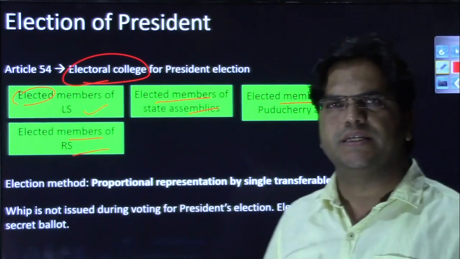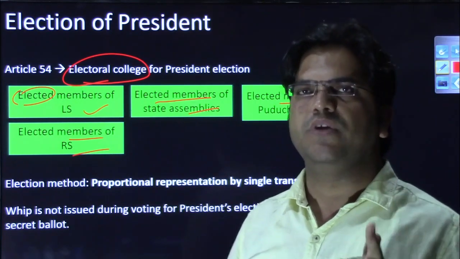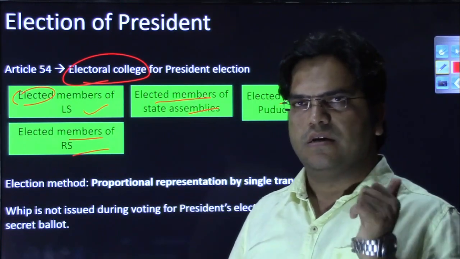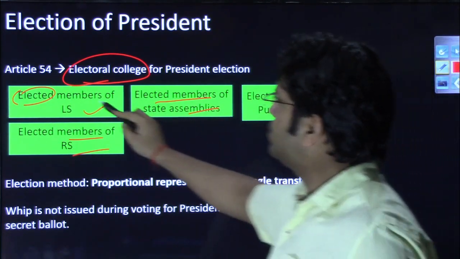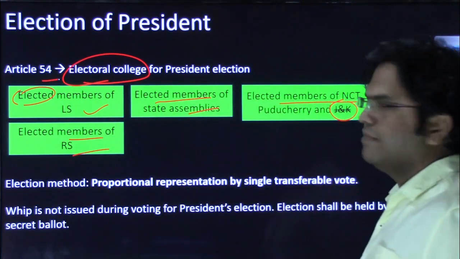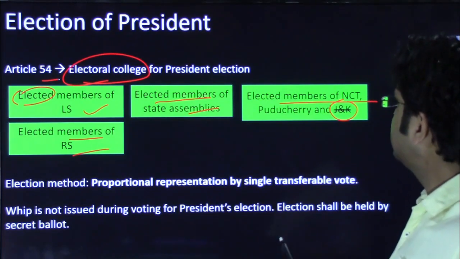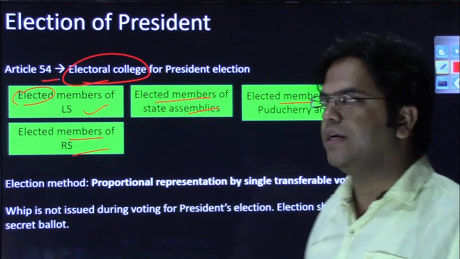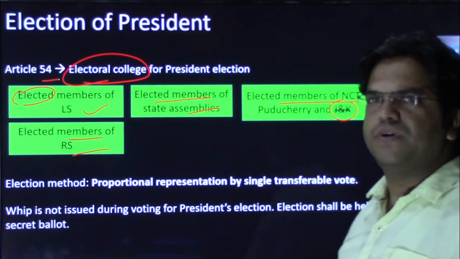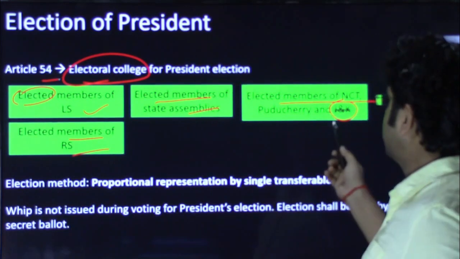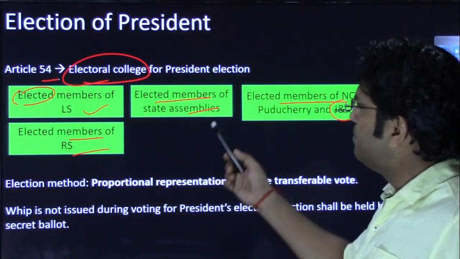Which union territories have a legislative assembly? You have the NCT of Delhi, then Puducherry, and the newly created union territory, J&K. But mind you, Article 54 is yet to be amended to include the J&K assembly as far as the Electoral College of the President is concerned. So as of now, the update is that J&K is yet to be included. As and when Article 54 is amended, you can update this. As of now, the J&K assembly is not part of the Electoral College for the President. So who all are missing here?